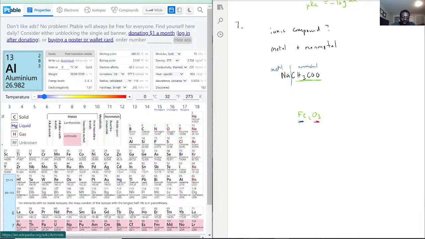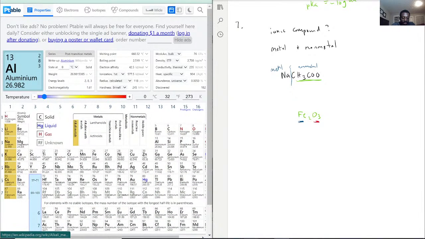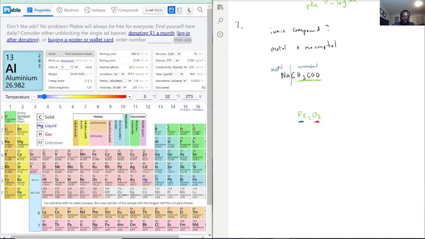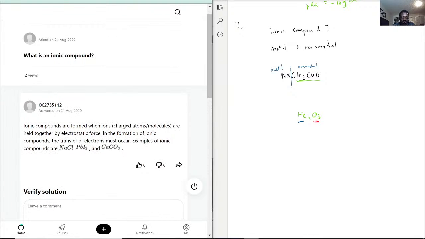And these ones, so alkali metals, alkaline earth metals, transition metals, post-transition metals, these are the kind of metals you're looking for as well to be able to say it's an ionic compound.